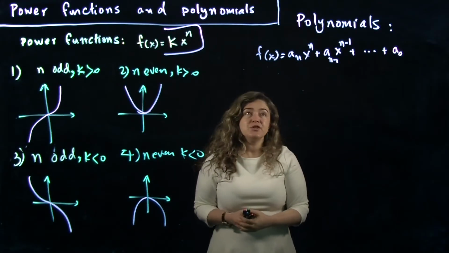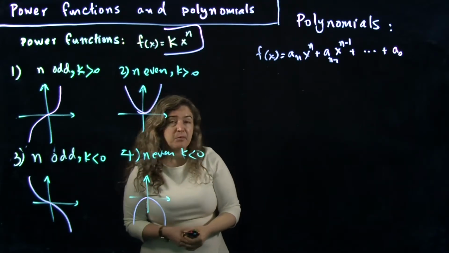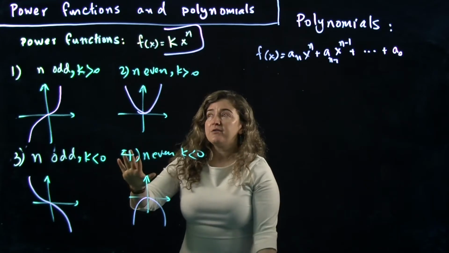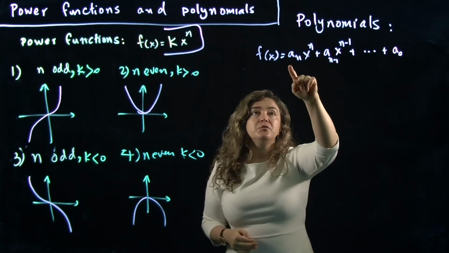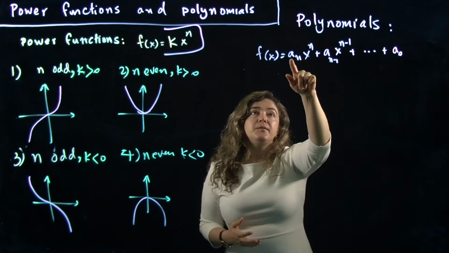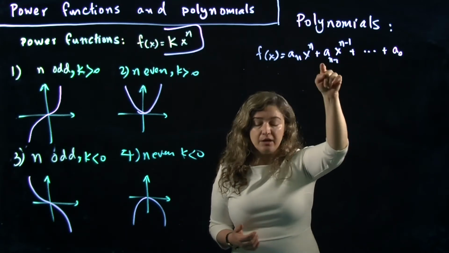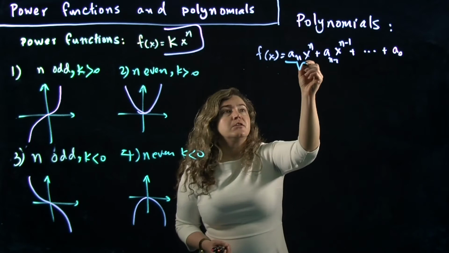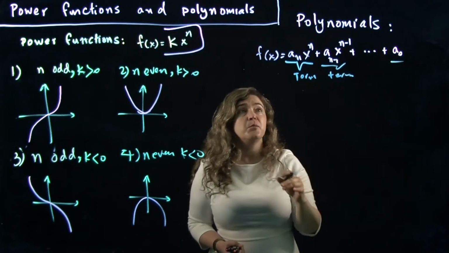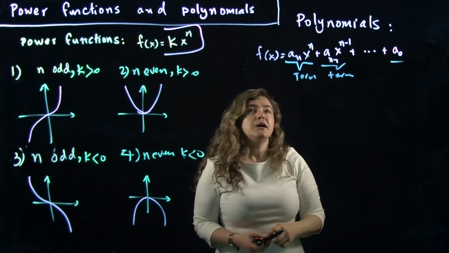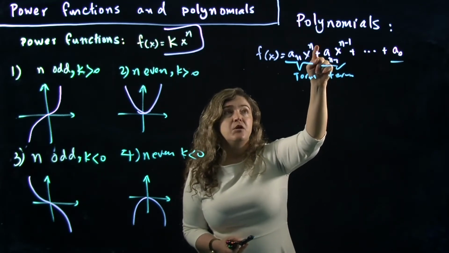So we discussed the power functions, and now it's time to discuss the polynomials. Again, power functions give you the end behavior of polynomials. What are polynomials? Polynomials are all the functions of this type. It's just made up of all these power functions added together, and these are called terms. Everything between pluses is a term. The term with the highest power is called the leading term.